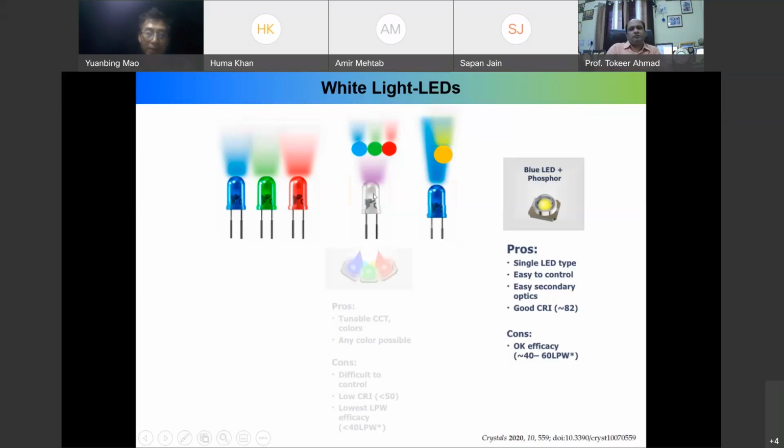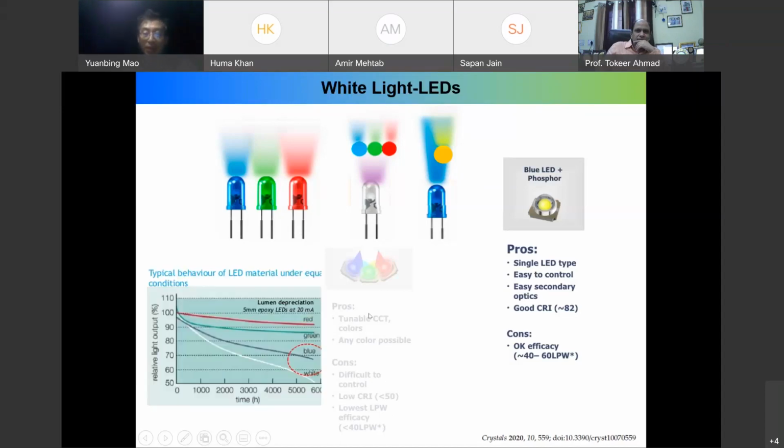Okay, and then with this design, it can give us a tunable CCT. We will talk about what CCT is as well, and any color is possible, because that depends on how we make these combinations. But because it's a combination, it's more difficult to control. Then the CRI is actually low, and it gives us the lowest LPW efficacy. So those are the trade-offs.